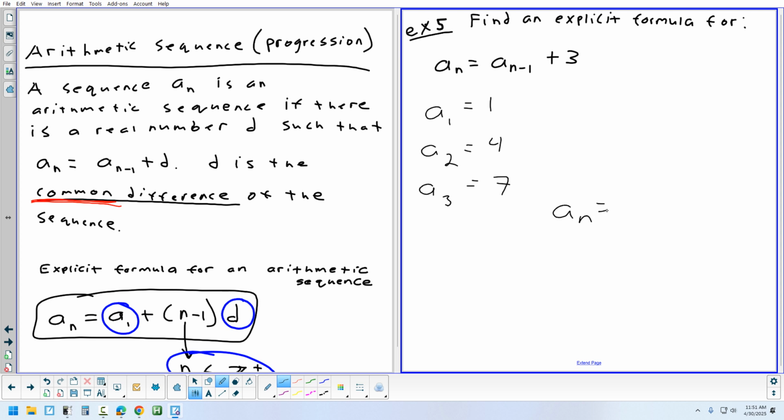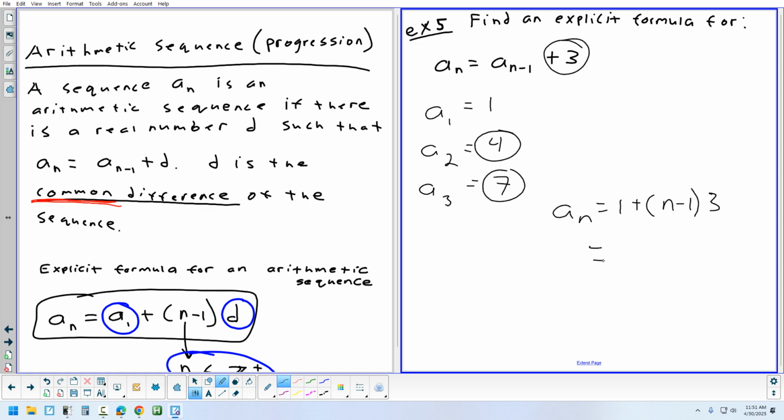When you are writing an explicit formula for an arithmetic sequence, what's the first thing that comes after the equal sign? The first term. And in this case, that is 1. After that, we put plus, and what comes next? n minus 1, and on the outside of the parentheses, times the common difference. So look at a term, subtract the one that comes before it. What do you always get? 3. It's always that number right there.